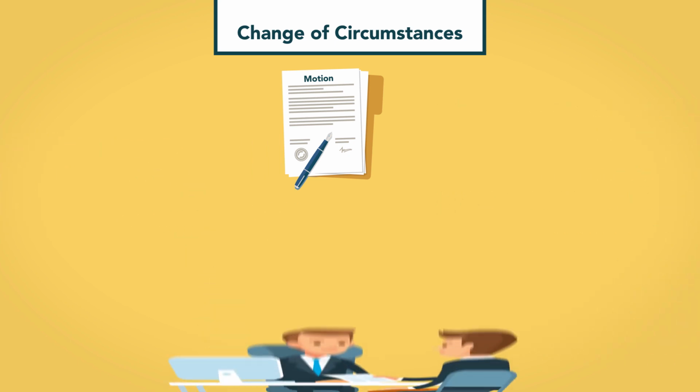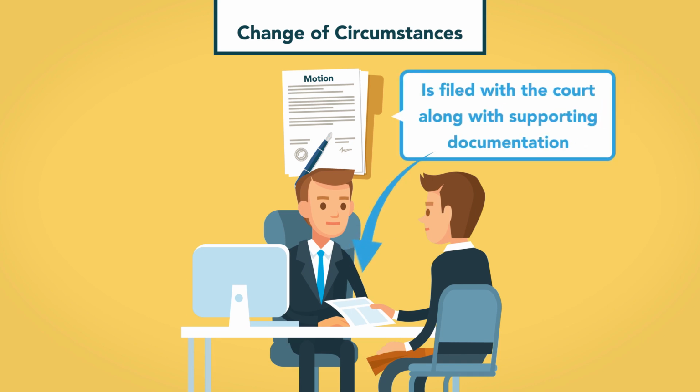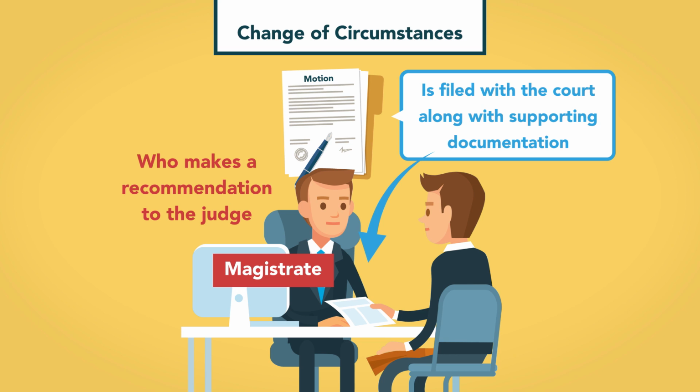In most courts, a motion to modify the child support order based on change of circumstances is filed with the court along with supporting documentation. The motion is often first heard by a magistrate who makes a recommendation to the judge.